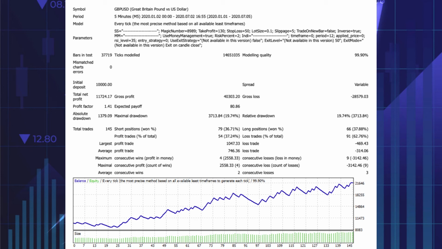The other thing to note is that the average profitable trade is 750 versus an average loss trade of just half of that. So yeah, that's what you need to look at. I mean, it's not as aggressive and profitable as some of the other ones I've looked at, but what I do like is it is a consistent linear chart. It's making a decent amount of profit for the risk.